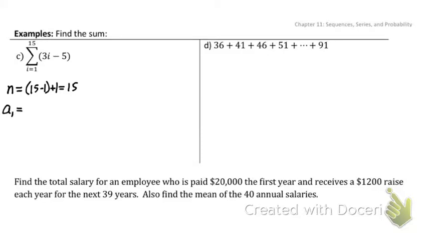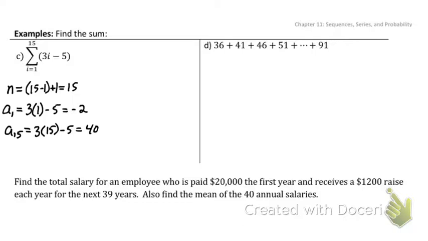Our first term is just plugging 1 into this. Note your first term is not always just plugging in 1. If this was a 2, my first term would be plugging 2 into it. In this case, I do start at 1, so I'm going to plug a 1 into that. So we'll have 3 times 1. I like parentheses better than multiplication. Minus 5. 3 times 1 minus 5 is a negative 2. Then we're going to do our last term. Our last term is when I plug in 15. We'll have 3 times 15 minus 5. Well, that's going to equal 40. It'll be 45 minus 5, which would be 40.